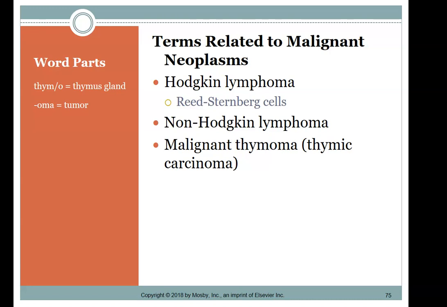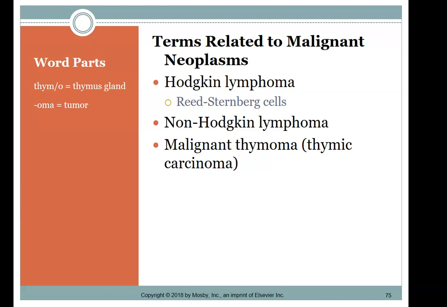Terms related to malignant neoplasms. A Hodgkin lymphoma, also termed Hodgkin's disease. This cancer is diagnosed by the detection of a type of cell specific only to this disorder, the Reed-Sternberg cells. A non-Hodgkin lymphoma is a collection of all other lymphatic cancers but Hodgkin lymphomas. This type is the most numerous of the two lymphomas and is the sixth most common type of cancer in the United States.